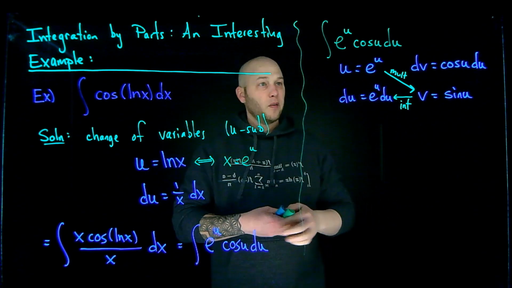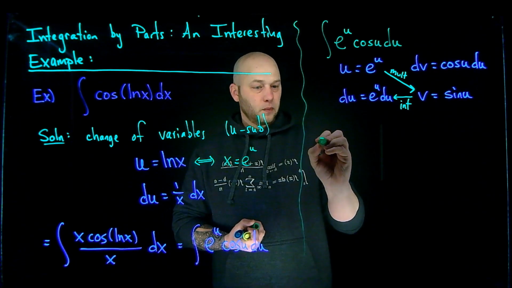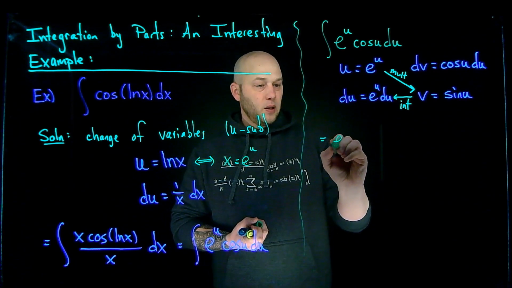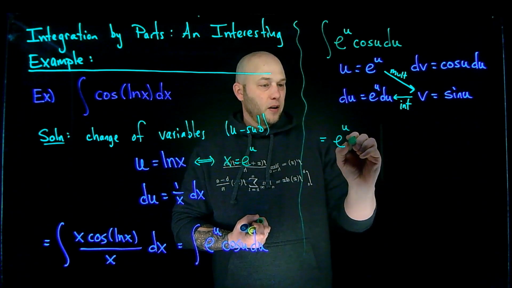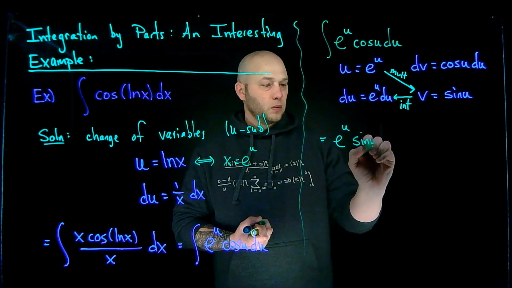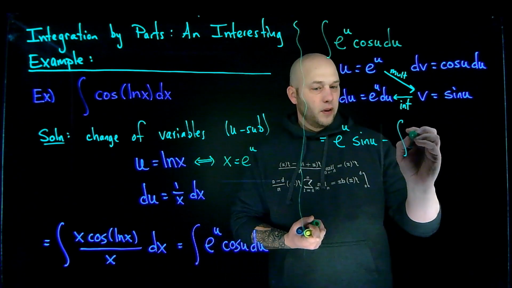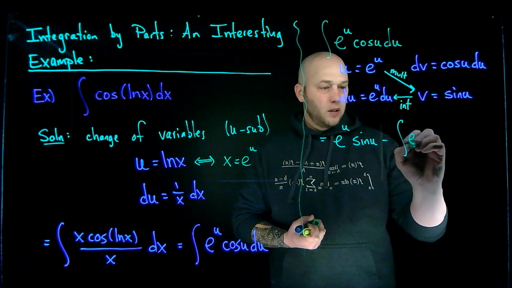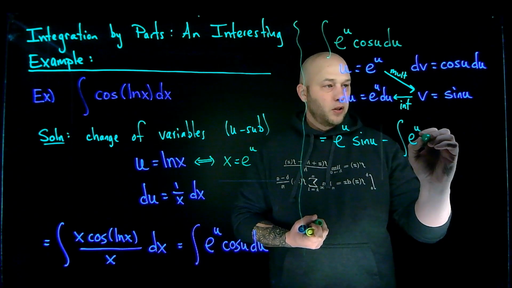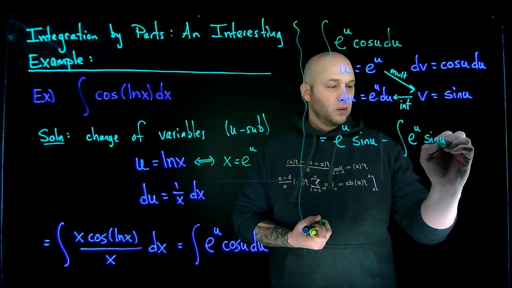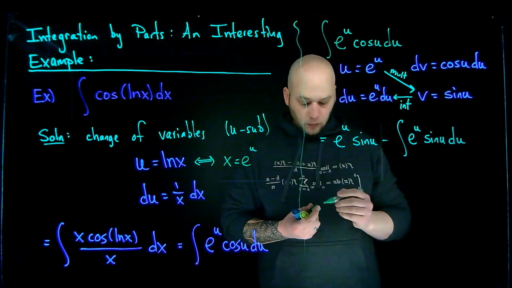Okay, so what that gives me is e to the u sine of u minus the integral of e to the u sine of u du. Okay.